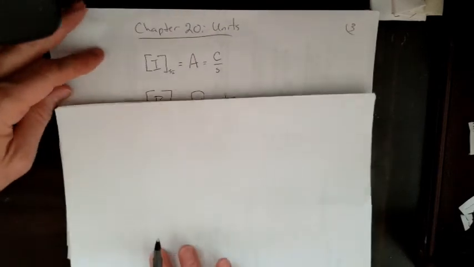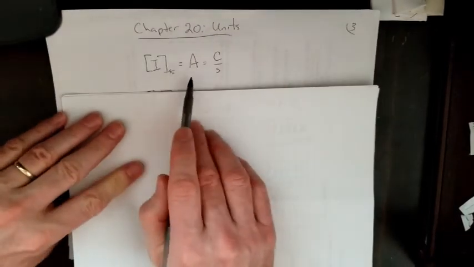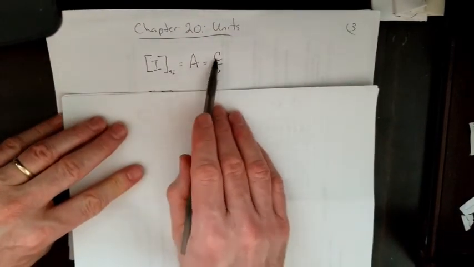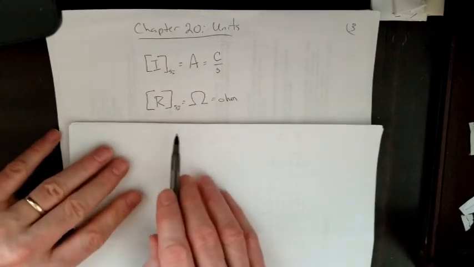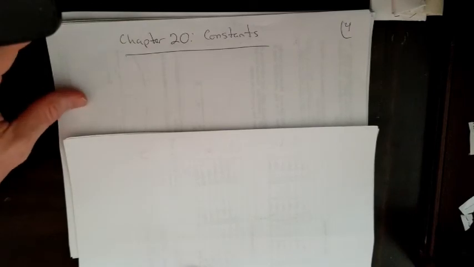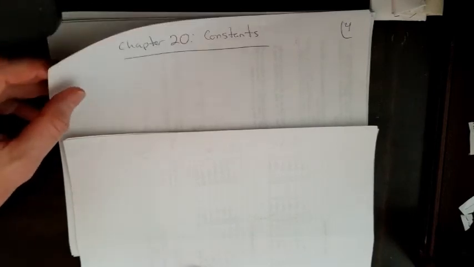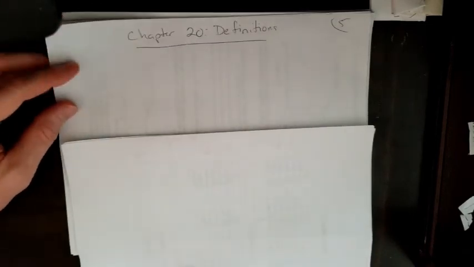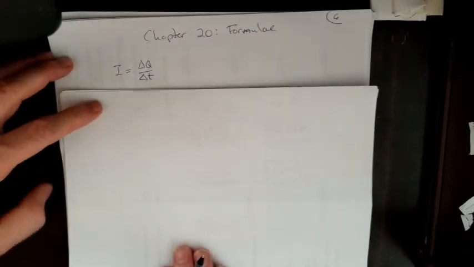Units. The SI unit for current is the ampere, and that's just the coulomb per second. The SI unit for resistance is the ohm. There are no new constants for this particular chapter. There are no new definitions for this chapter that haven't already been covered here.